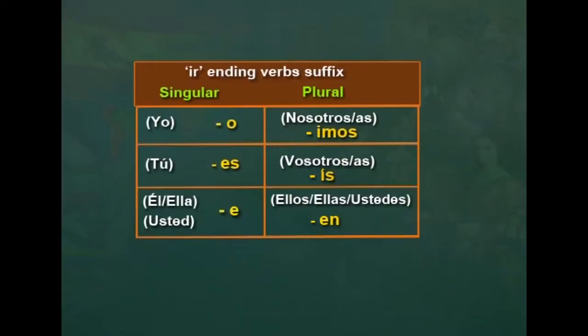Now, look at the IR ending verbs and their suffix. IR ending verbs will have the suffix yo, o; tú, es; él, ella, usted, e; nosotros, nosotras, imos; vosotros, vosotras, ís, I with an accent; ellos, ellas, ustedes, en. So here go all the sentences and the expressions which we have learned today.